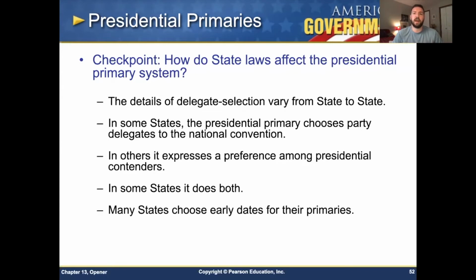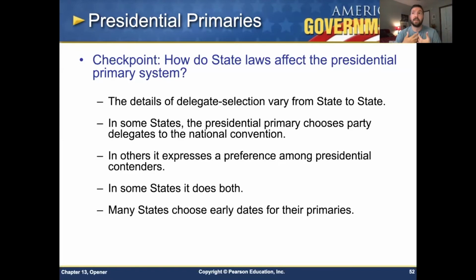As far as these preference primaries, you might see a candidate's name, Joe Biden, Bernie Sanders, Elizabeth Warren, Pete Buttigieg, whoever it is, and those names are a stand-in for a slate of delegates. Those delegates are all pledged to vote for that particular candidate that won. They go off to the national convention, and then they have another round of electing at the convention. And at the end of that round of voting, that's when you get your actual nominee.